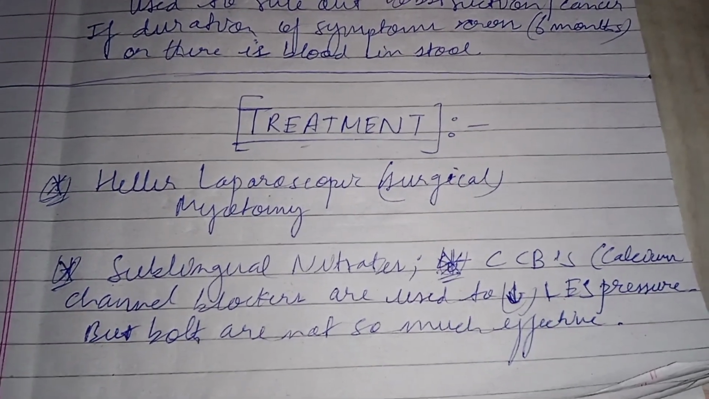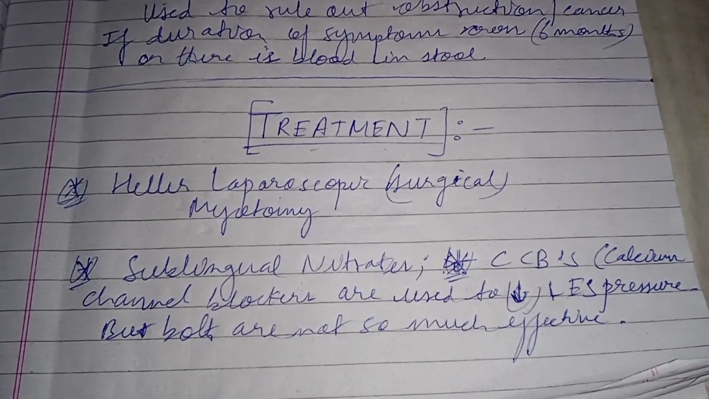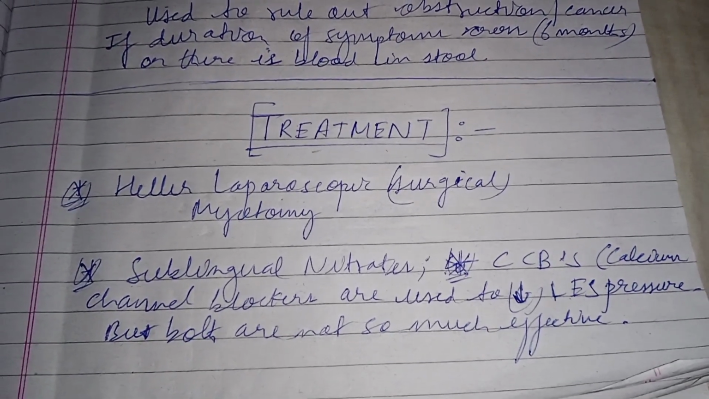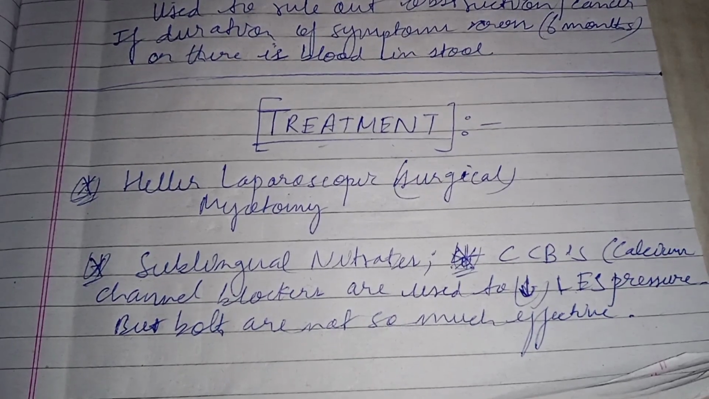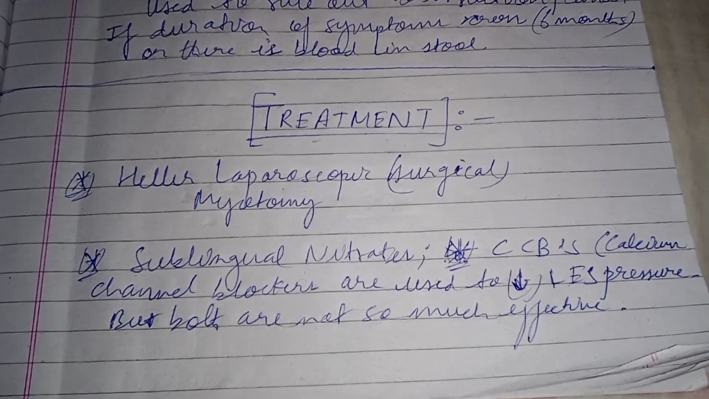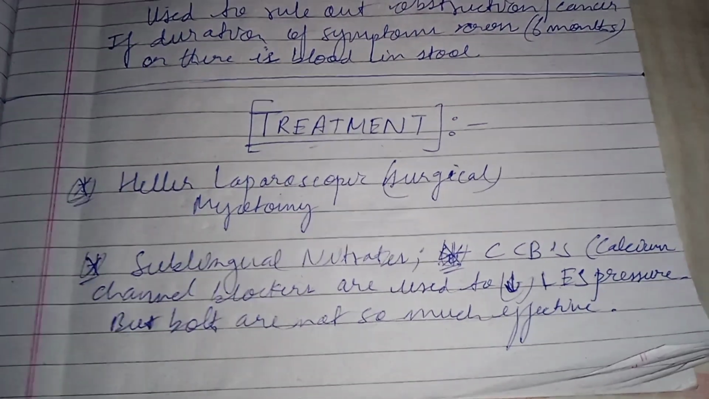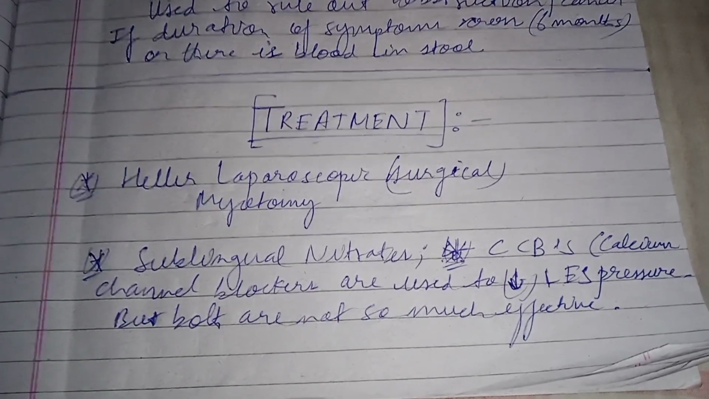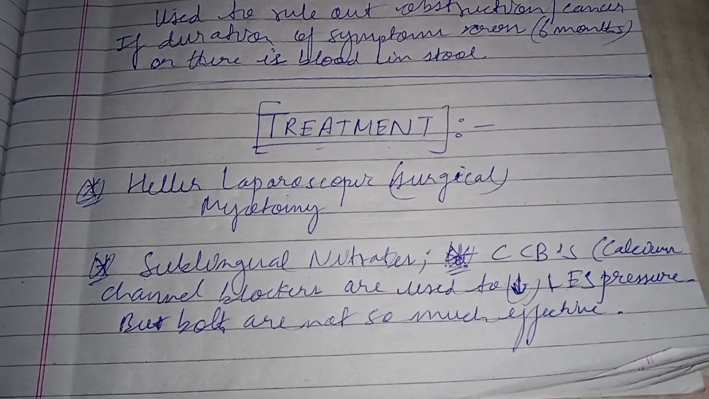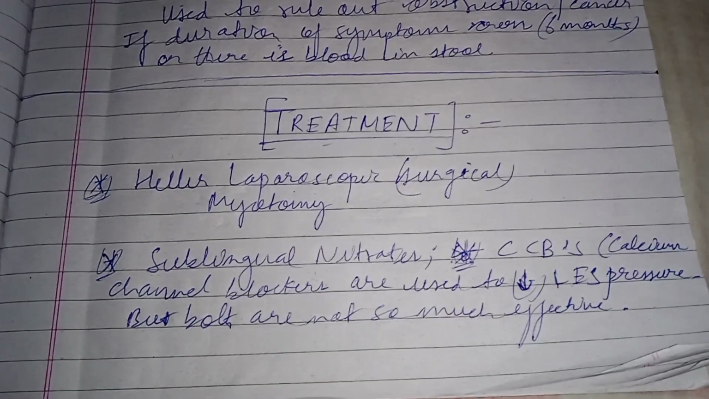The first is Heller laparoscopic myotomy. It is the surgical procedure. I repeat, the surgical procedure includes Heller laparoscopic myotomy, and other treatments include sublingual nitrates and CCBs, that is calcium channel blockers. Calcium channel blockers can be used to decrease the lower esophageal sphincter pressure, but both are not so effective actually. Means the sublingual nitrates as well as the CCBs are not so effective in treating achalasia.